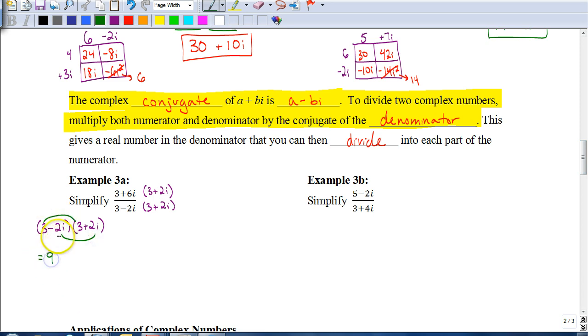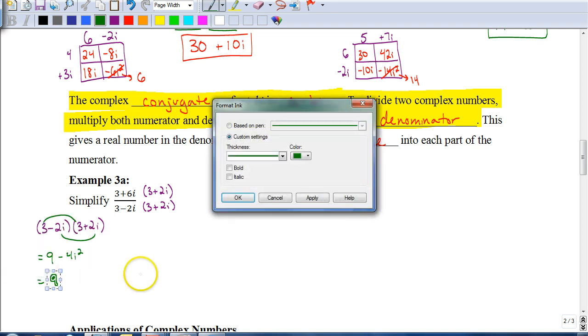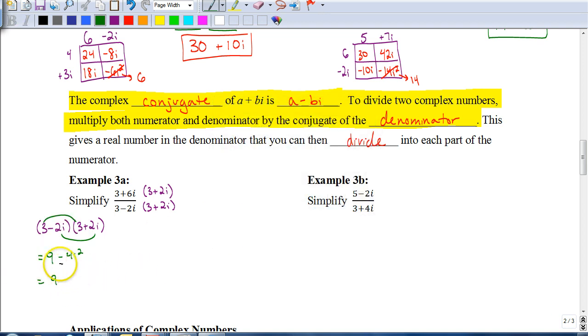So 3 times 3 is 9. And negative 2i times 2i is minus 4i squared. Well, i squared is negative 1, so this becomes 9, negative 4 times negative 1 becomes plus 4. So I have 9 plus 4 is 13. So my denominator here is going to be 13. Now I need to figure out what goes on top.